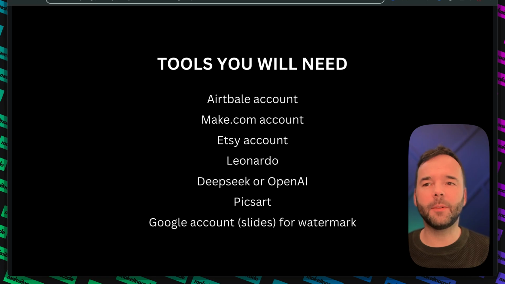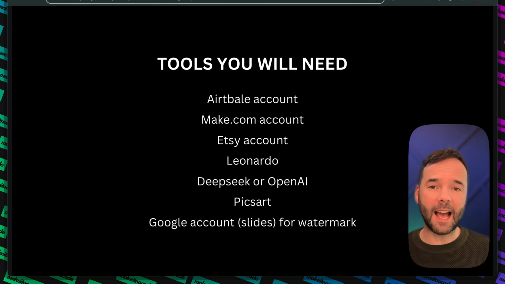First, you will need an Airtable account. That's the database where we're going to put all the prompts in and where all the images will be returned to. After that, you will need a Make account, an Etsy account, a Leonardo account, and either an OpenAI or a DeepSeek account. That's just to be able to create the titles or the descriptions, and a Pixart account. That is to create the SVGs from any of the images that you've created.